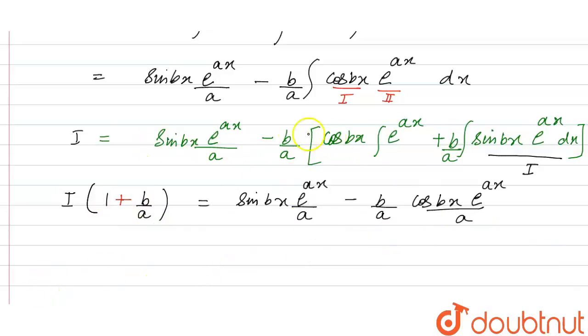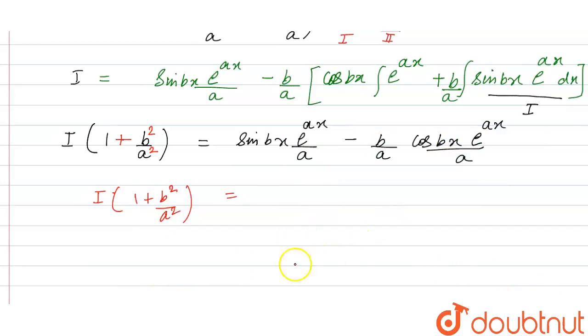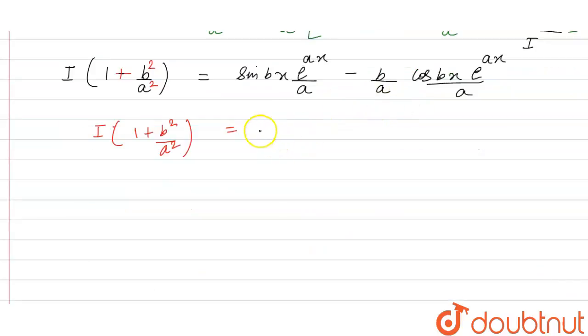And we have one more thing, that is b by a into this b by a will be b square upon a square. So this will be the answer. We have I is equal to 1 plus b square upon a square, and we have this whole term. If we take a square common, we have 1 upon a square, here will be sine bx e raised to power ax, and here will be a, because we have taken a square common, and minus b here, and cos bx into e raised to power ax here.